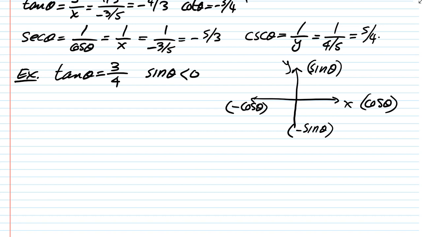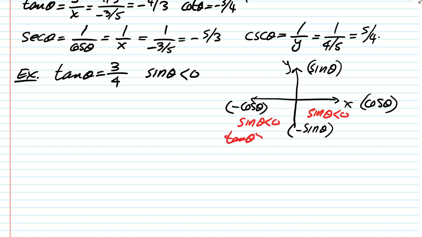Therefore, if sine is negative, that means I have to be below the x-axis. So that puts the angle either in third or fourth quadrant. Agreed? So based on sine negative, I'm going to go sine theta is less than 0 here, and sine theta is less than 0 here. Now, tangent is positive.